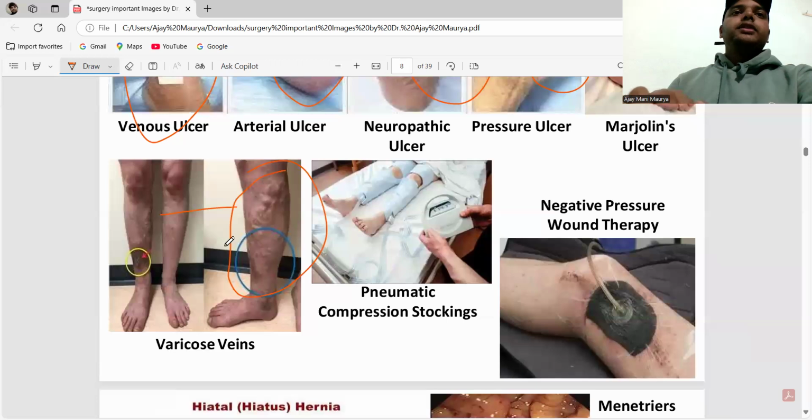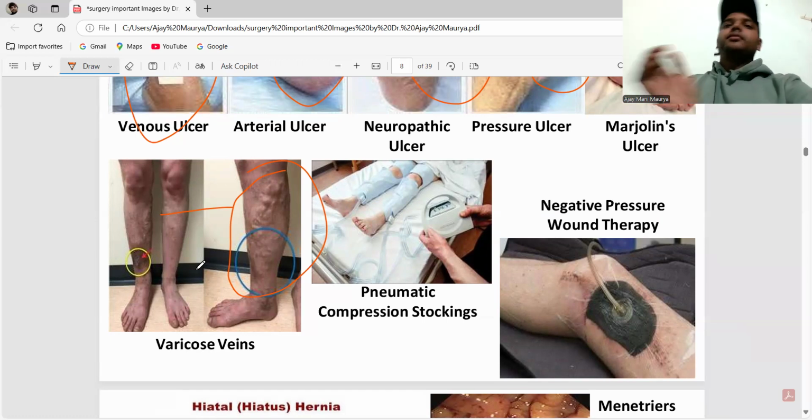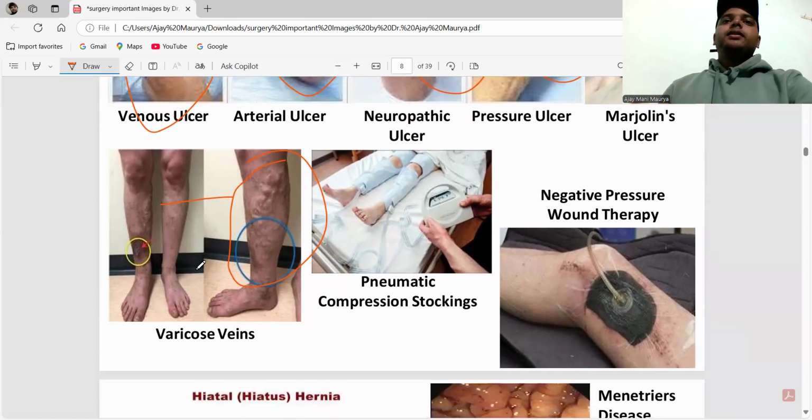Okay, so what is the treatment? You can give a CCB or else you can give stockings. Stockings for that treatment. This is the pneumatic compression stocking for varicose vein. This is the negative pressure wound therapy.